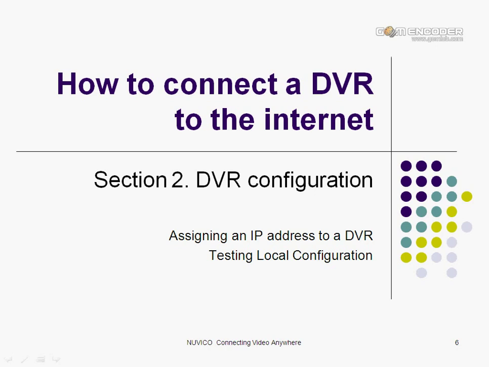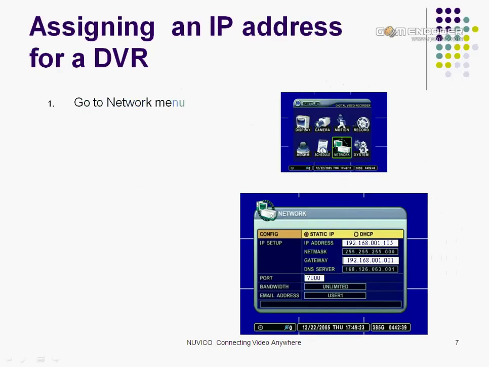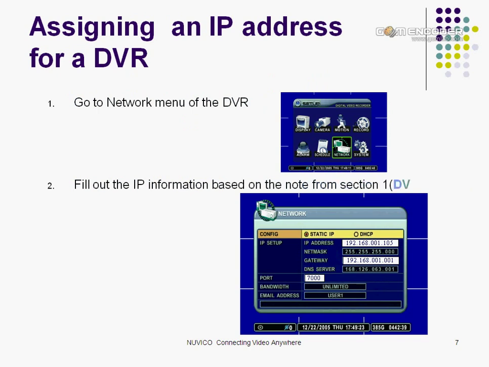Section number 2, DVR configuration. Now we have basic information about the network, and we know what IP address we should use. Now we have to assign that IP address to the DVR. In this presentation, I have a screenshots of EV, EV Lite, DB3 and DB4. On those models, press menu and go to network, press enter to go into the network section.